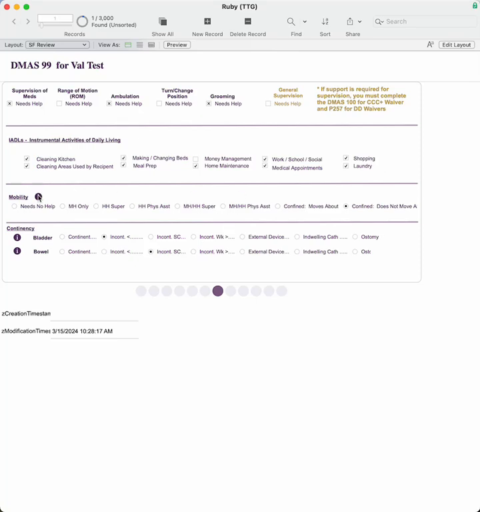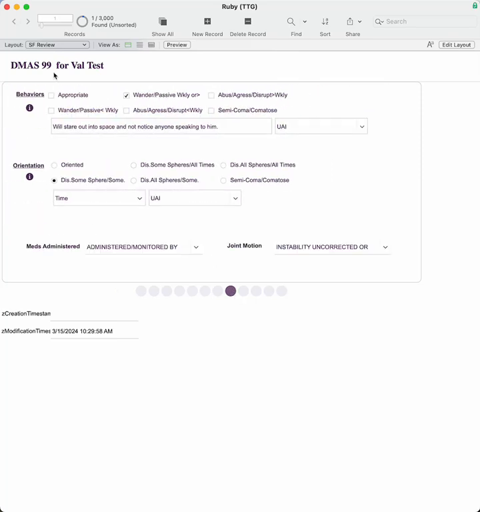Mobility, again, there's an I. You can see in Loris, their mobility was defined as confined, does not move about, which we've checked here. Continence, same for bladder and bowel. You can see what they were in Loris and populate accordingly. Incontinent, SE is self-care, right? Okay, so we move on.